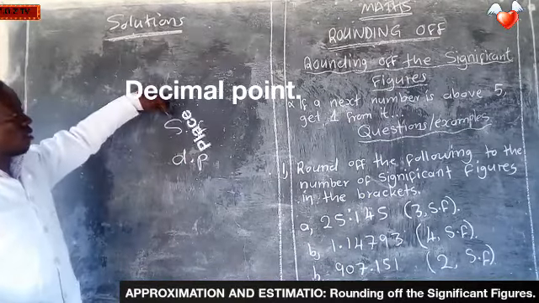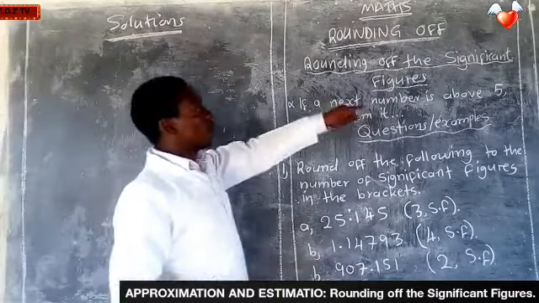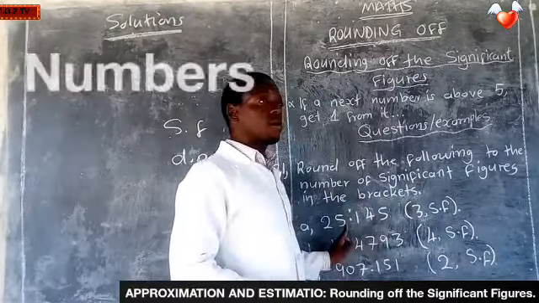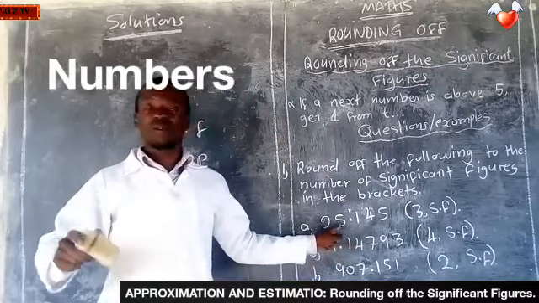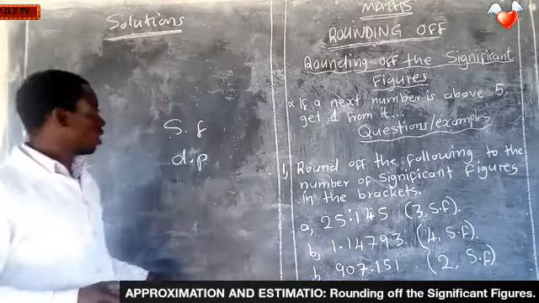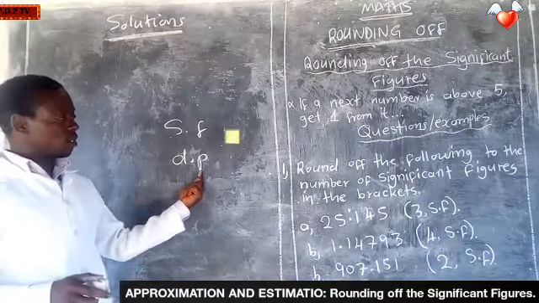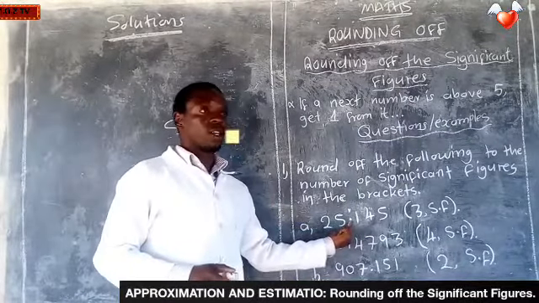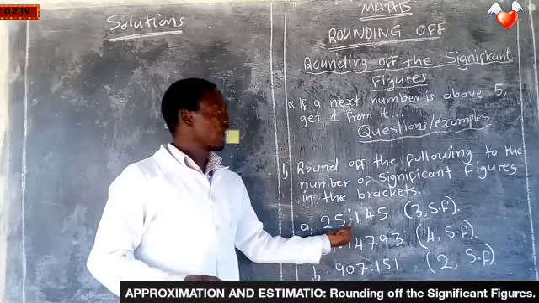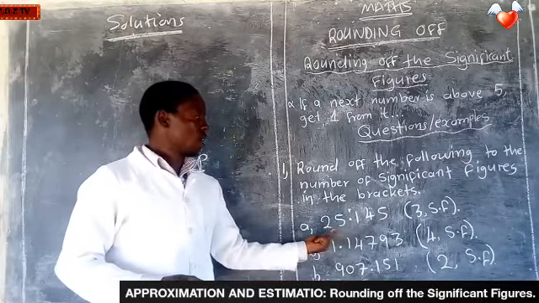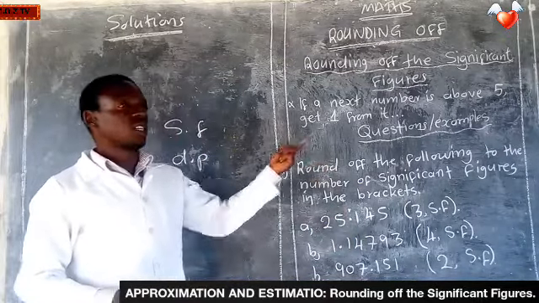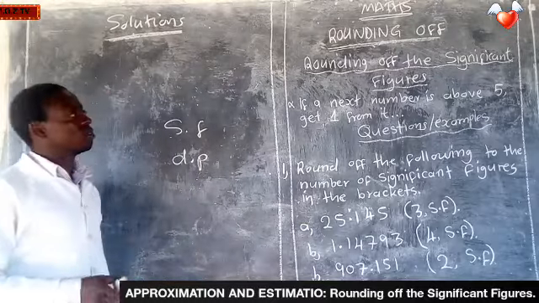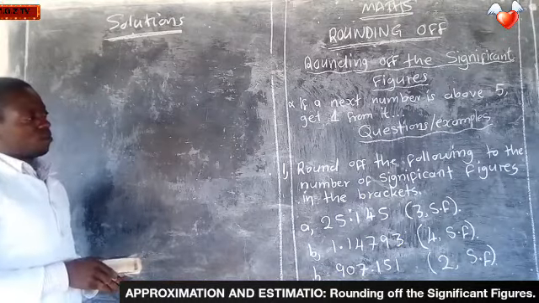When we talk about significant figures, we are talking about numbers, so you just observe the numbers. When talking about a decimal point, you look at the point. So you can use either the point or the numbers, depending on how the question is phrased. How do you round off?